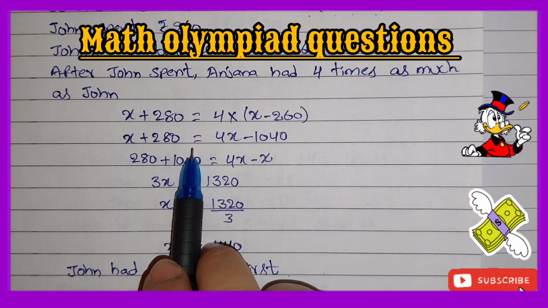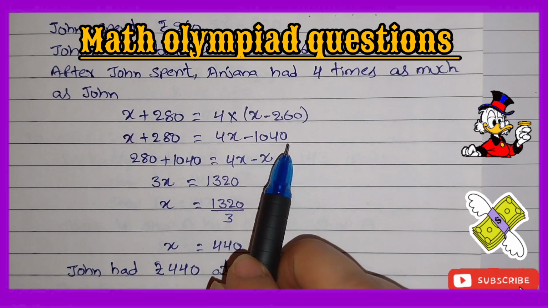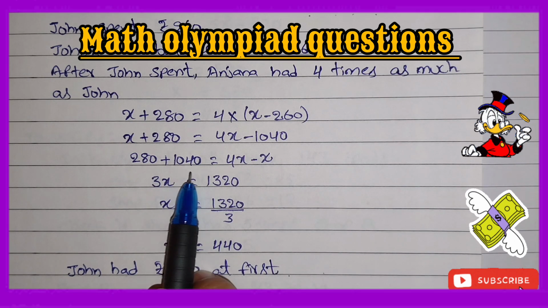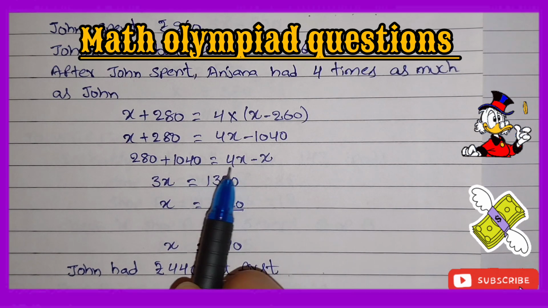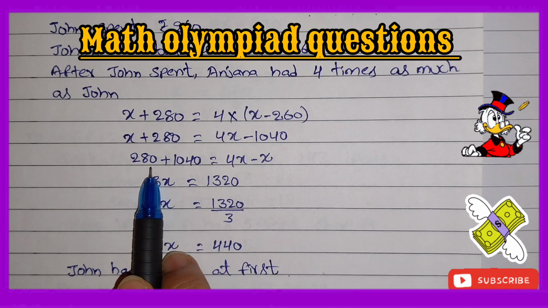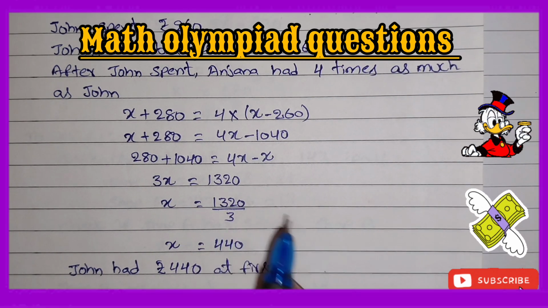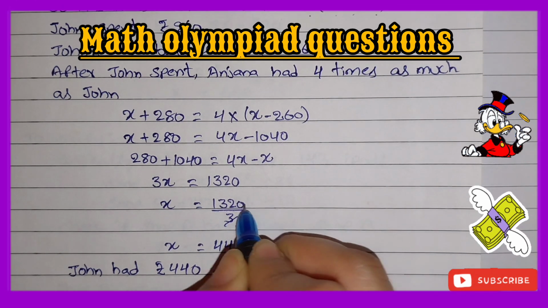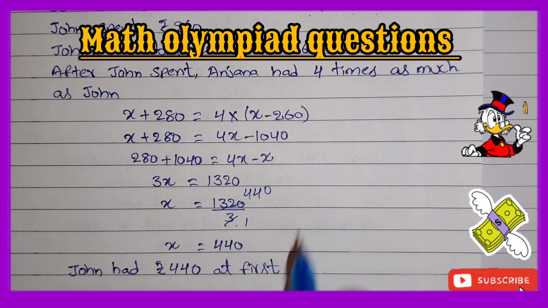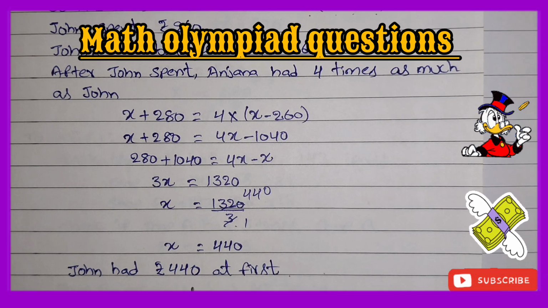x plus 280 equals 4x minus 260 multiplied by 4, which is 1040. 280 plus 1040 equals 4x minus x. 3x equals 1320. x equals 1320 divided by 3. 3 times 440 is 1320. x equals 440. John had 440 rupees at first.